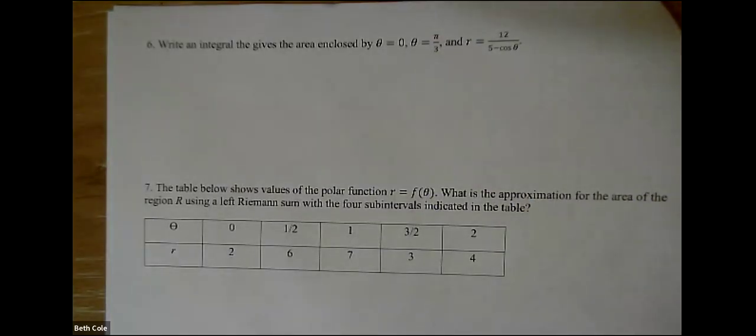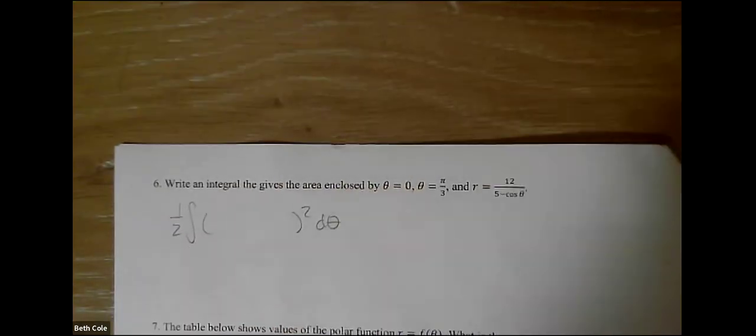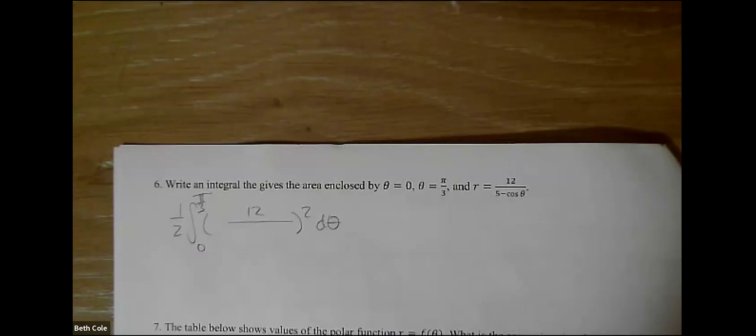All right, write an integral that gives the area enclosed, 0 to pi over 3. So those are going to be our boundaries. And here's r. So it's 1/2 r squared d theta. And that 0 and pi over 3, like I said, are the boundaries. And then r goes in here. 5 minus cosine. So, that is the integral.